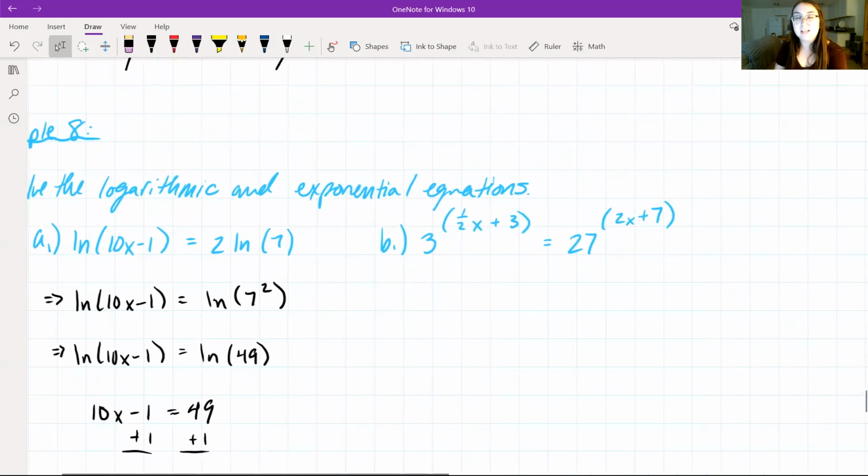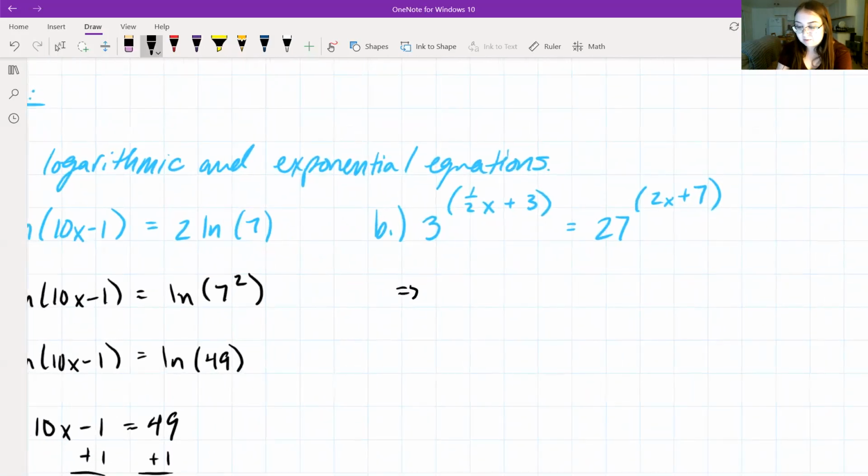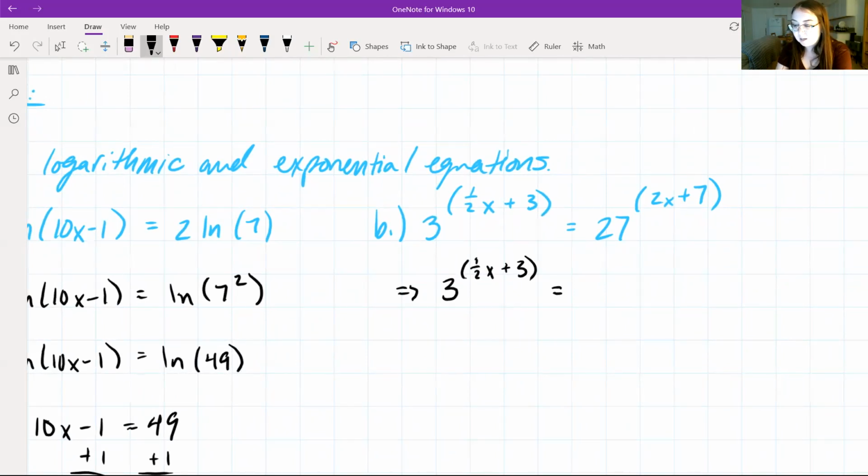So let's rewrite 27 as 3 to the power of 3. When we rewrite this, we'll keep our first term the same. So we still have 3 to the 1/2 x plus 3. But now we have 3 to the 3rd power to the power of 2x plus 7. And now we know that we have a base with an exponent raised to another exponent. When we have that, what we can do is just multiply our exponents.